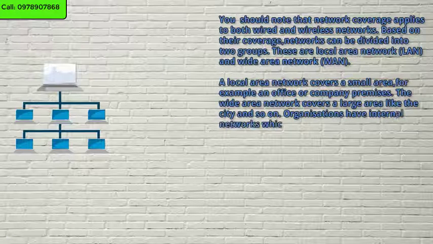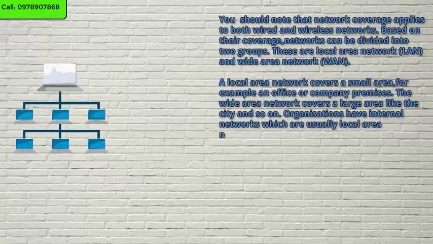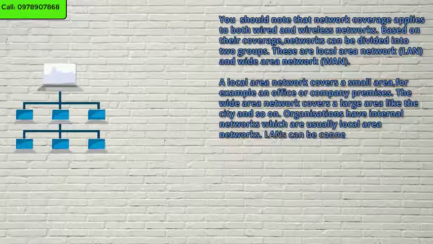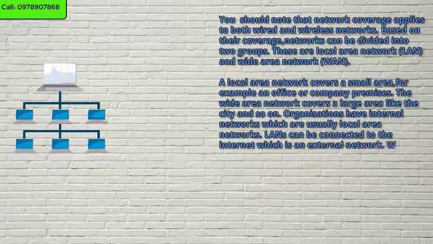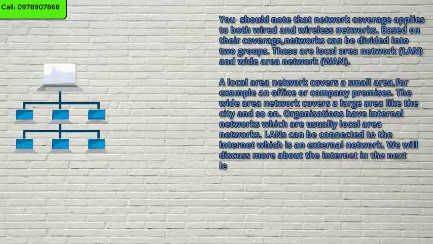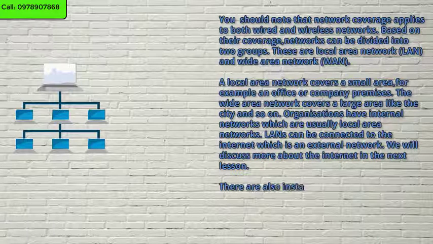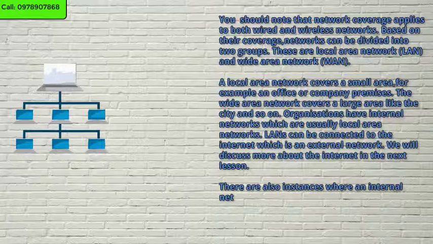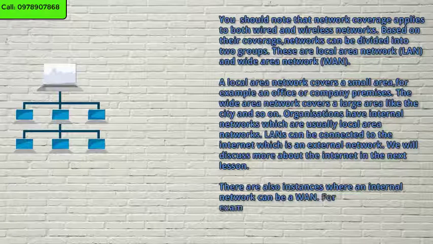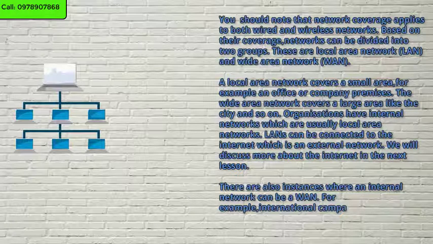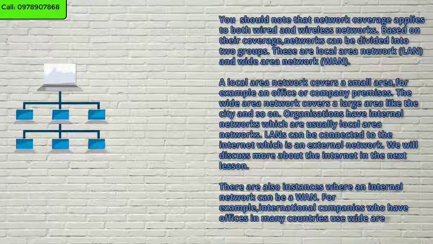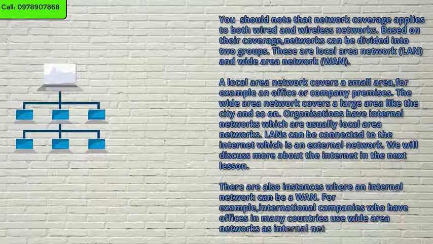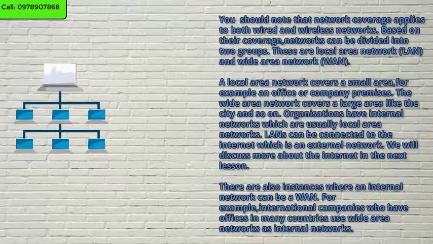Organizations have internal networks, which are usually local area networks. LANs can be connected to the internet, which is an external network. We will discuss more about the internet in the next lesson. There are also instances where an internal network can be a WAN. For example, international companies who have offices in many countries use wide area networks as internal networks.